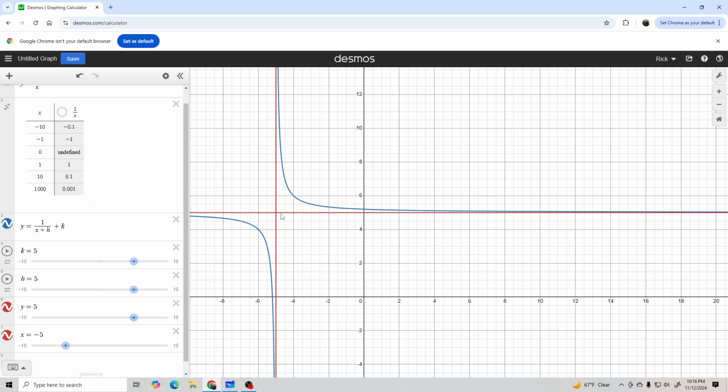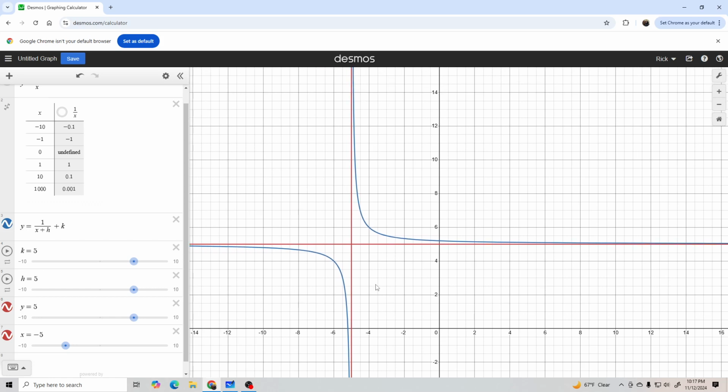Now we can see everything we need for this graph. Not only have we transformed it, but we can identify the asymptotes, our vertical shift, and our horizontal shift. And the range and domain are also very easy to define now. The range of this function, in other words our y values, goes all the way up here to infinity.